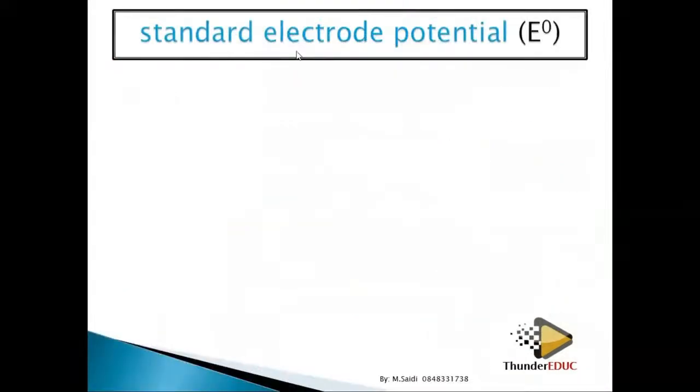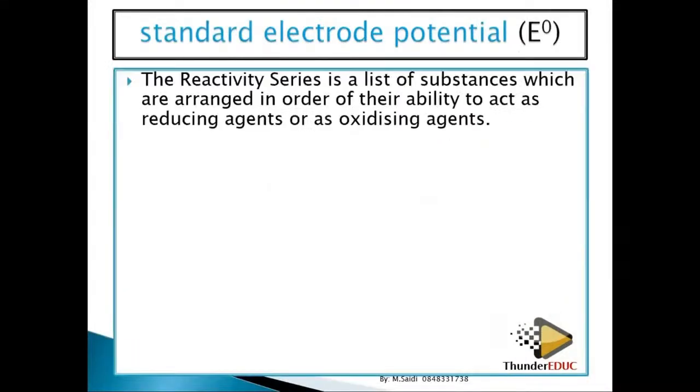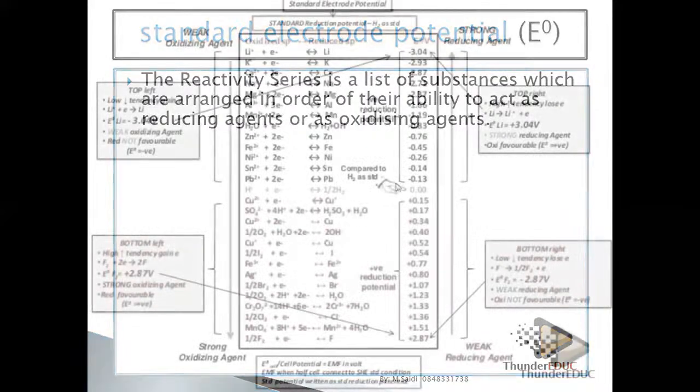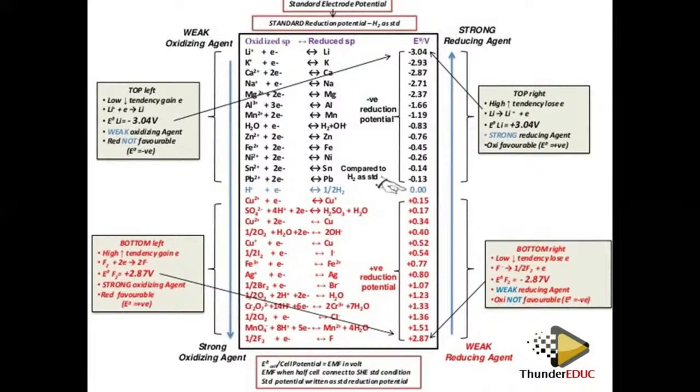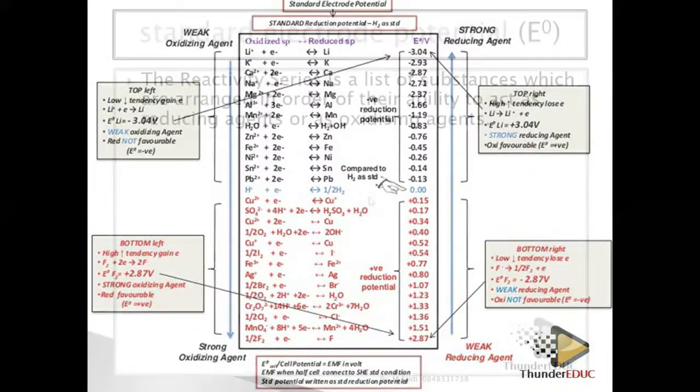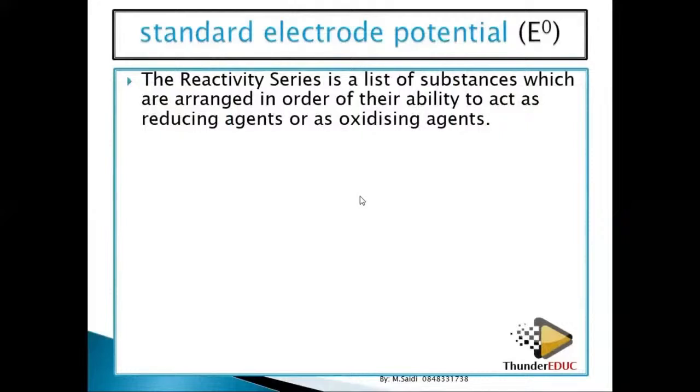So today we are looking at the standard electrode potential. The reactivity series is a list of substances arranged in order of their ability to act as reducing agents or oxidizing agents. So now we are going to look at which one is a strong reducing agent and which one is a weak reducing agent. If you know that, you know how to interpret the reactivity series, and you will be able to know which one is going to be on the cathode and which on the anode.